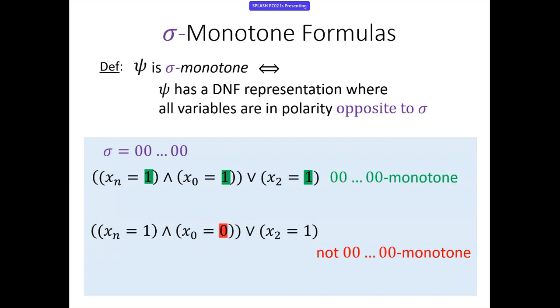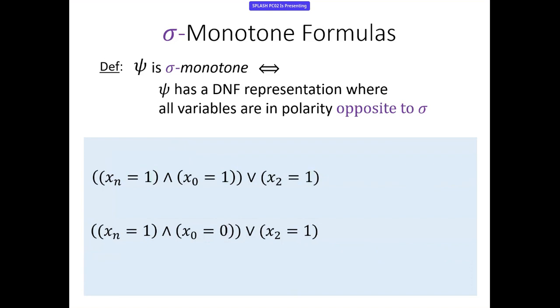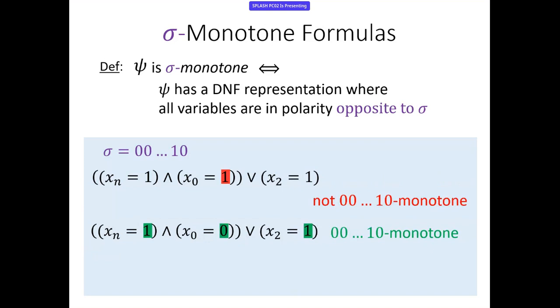So we can see that being 0, 0, 0 monotone coincides with the previous definition of monotonicity. Things get interesting when we mix it up a little and choose a different value for sigma. So if we take, for example, the valuation 0, 0, 1, 0, then the first formula now is not 0, 0, 1, 0 monotone because the variable x0 appears in polarity the same as it appears in sigma.